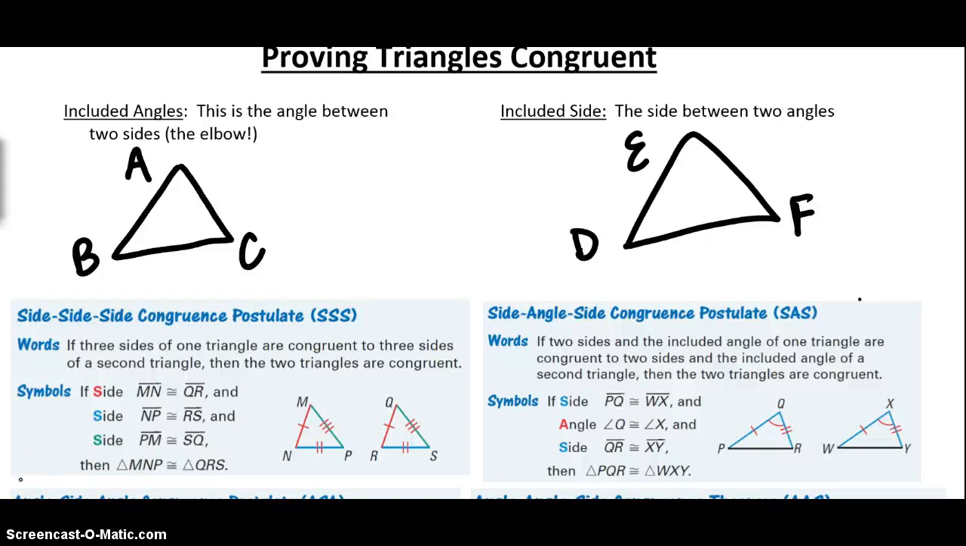Today we're going to talk about how you can prove triangles congruent without knowing all of their corresponding parts. So first things first, we need to talk about a little bit of vocabulary here. Included angles. An included angle is the angle between two sides.